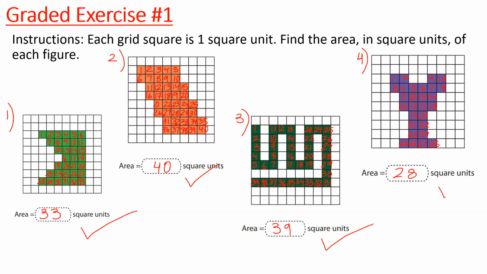I got it all right. How many persons got that? 28 square units. All right, so many persons got it right. I did too. All right, very good.